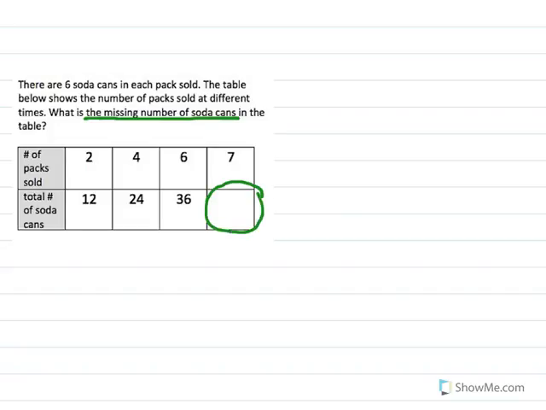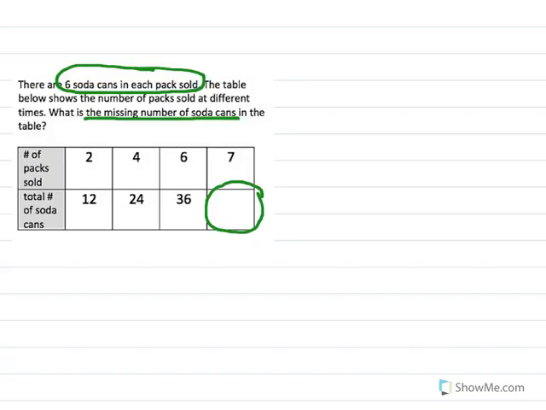Now I need to look for the rest of the information. It says there are 6 soda cans in each pack sold. The table below shows the number of packs sold at different times. What is the missing number of soda cans in the table?